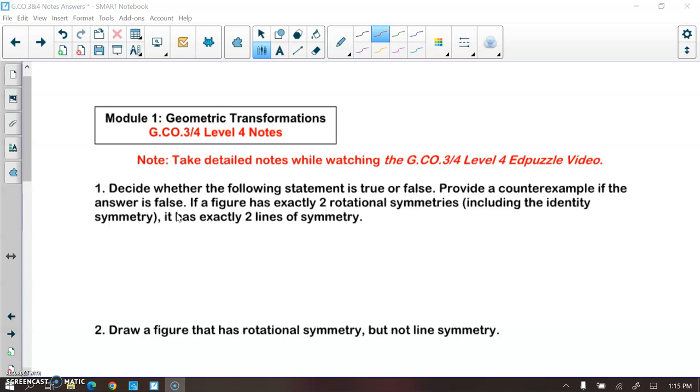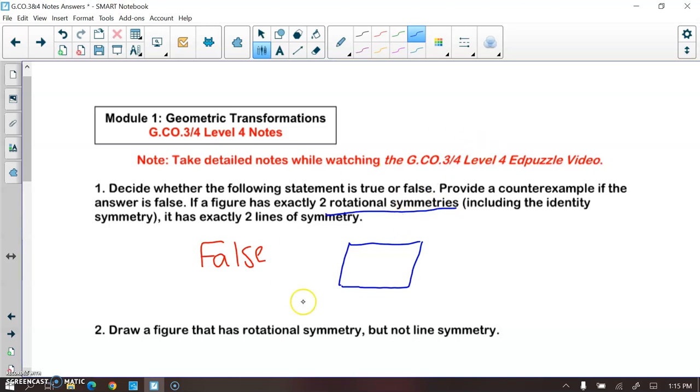So if a figure has exactly two rotational symmetries, including the identity symmetry, it has exactly two lines of symmetry. This is actually false. We actually talked about if I had a parallelogram. This does have two rotational symmetries, but a parallelogram has 0 lines of symmetry. So this would be a counterexample to prove that this statement's false.